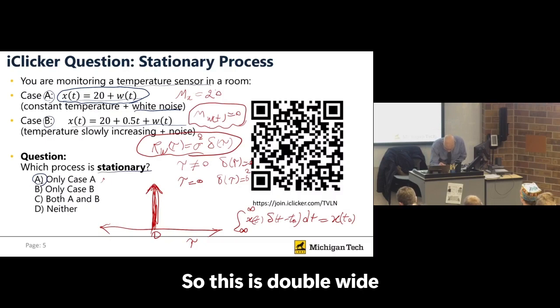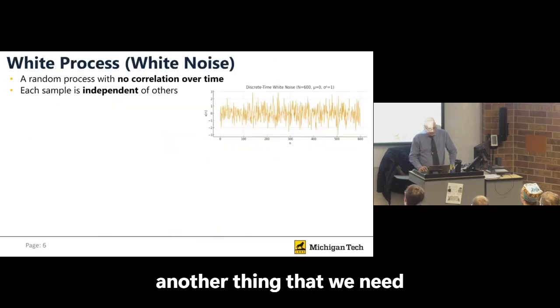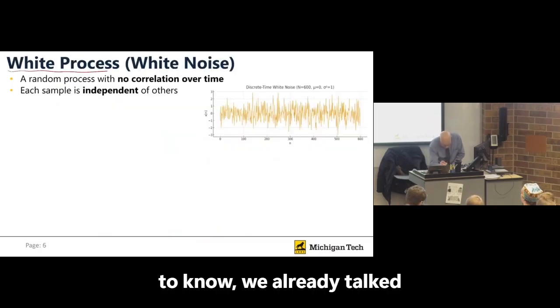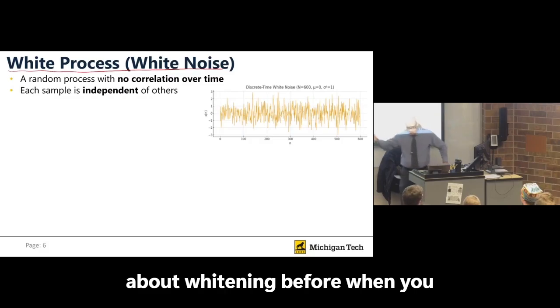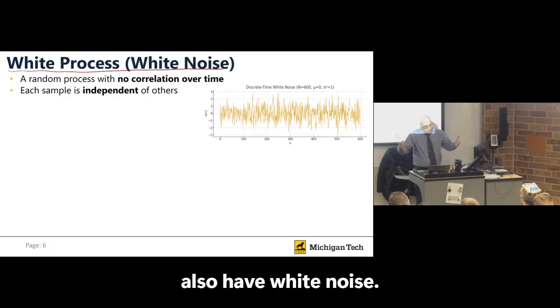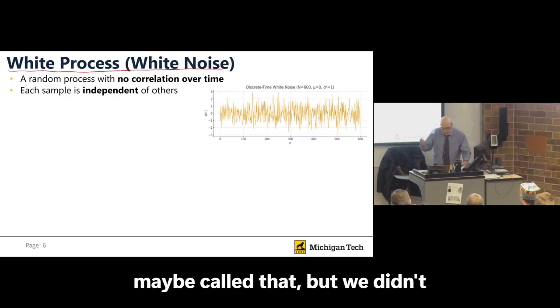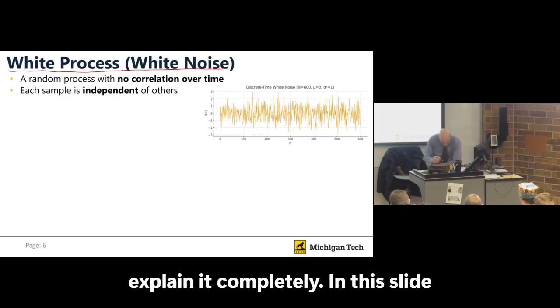So this is wide sense stationary. Okay, let's go to another thing that we need to know. We already talked about whitening before, when you are removing correlation, but we also have white noise. We called that a couple of times, but we didn't explain it completely. In this slide, I'm going to explain that completely.